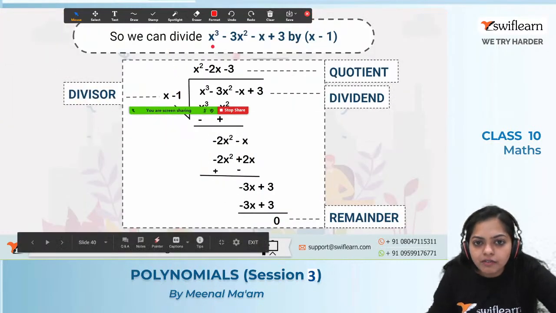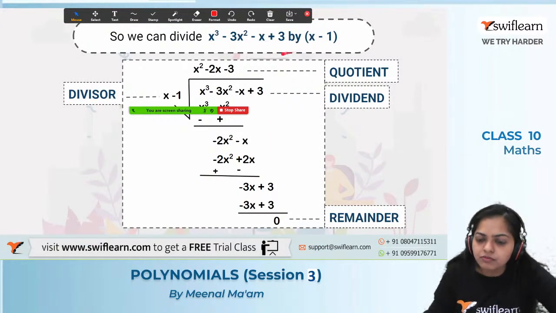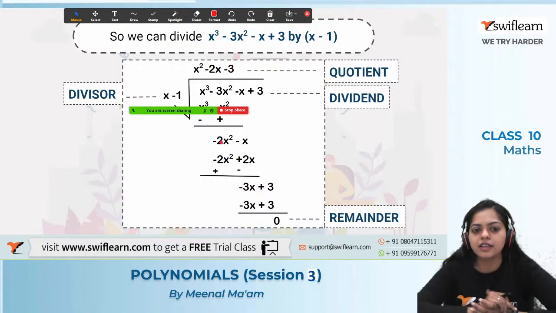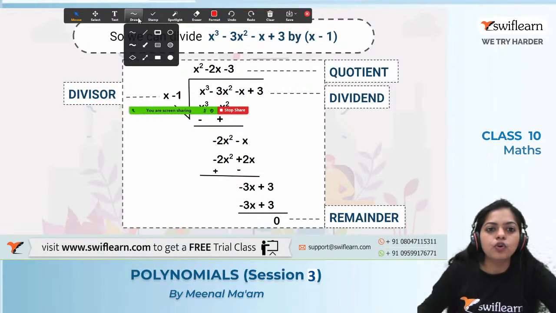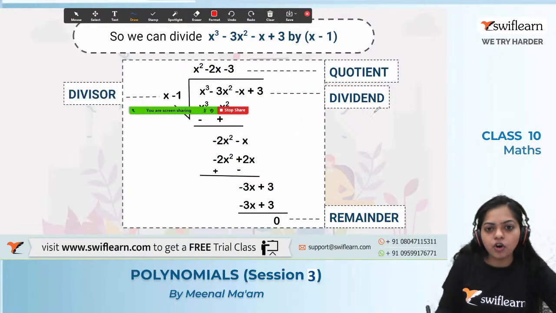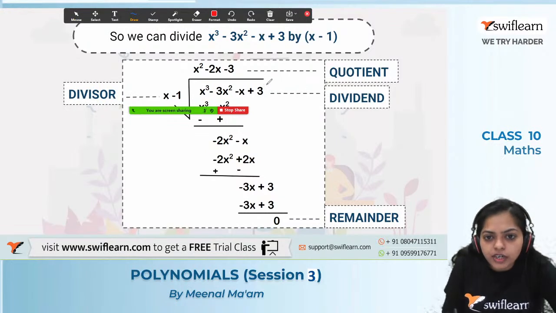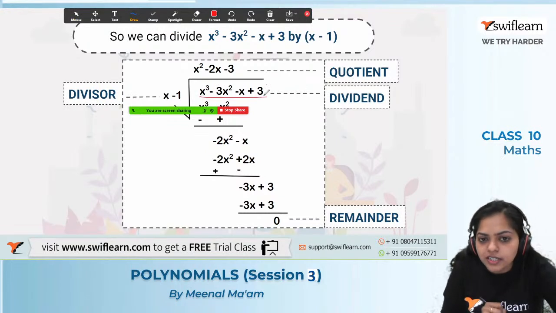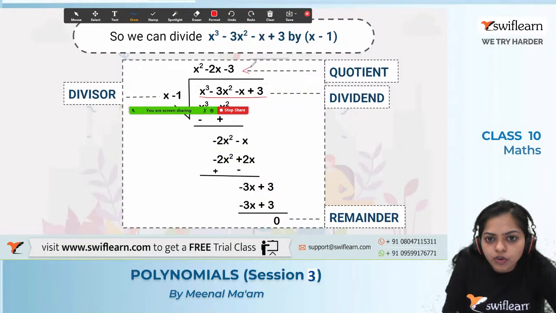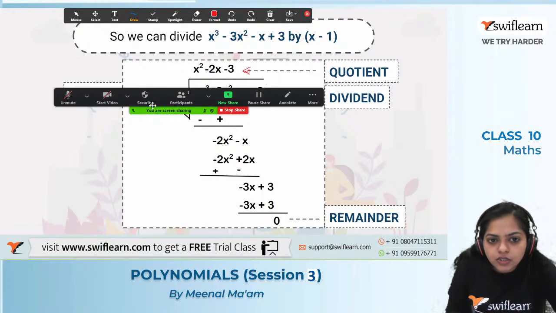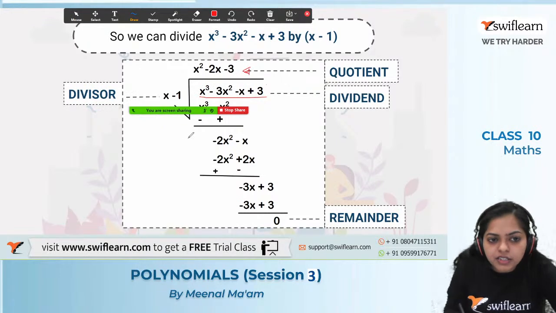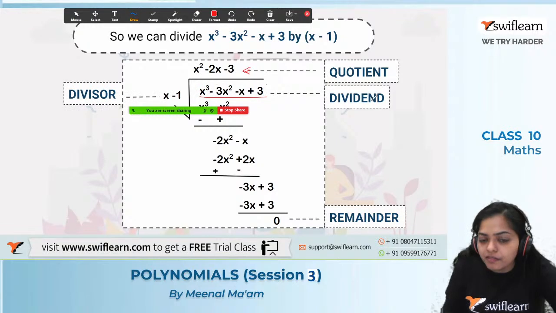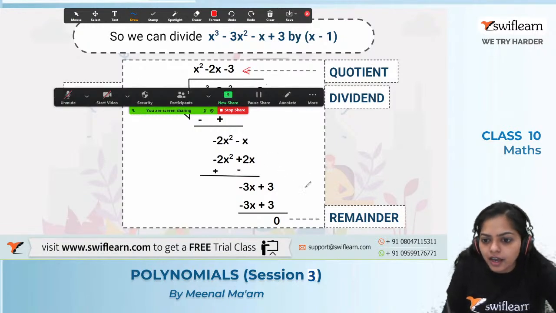So can we divide this x cube minus 3x square minus x plus 3 by x minus 1? What do you all say? Yes, divide कर सकते हैं हम इसको. Okay, तो हम इसको divide करते हैं. And before that, let's have a look over all the terms. This is known as dividend. This is known as quotient. This x minus 1 is known as divisor. And the last will be known as remainder. So dividend, quotient, divisor and remainder.